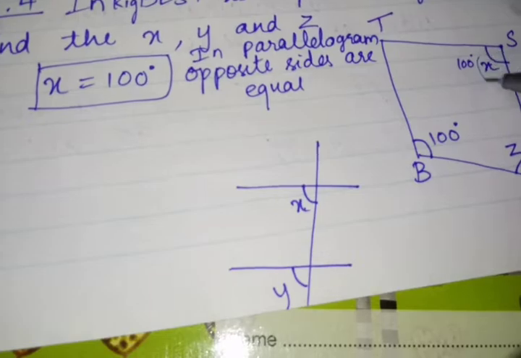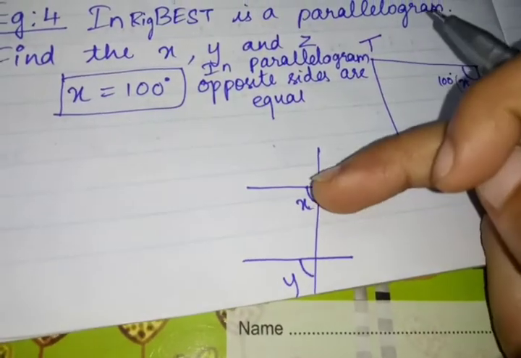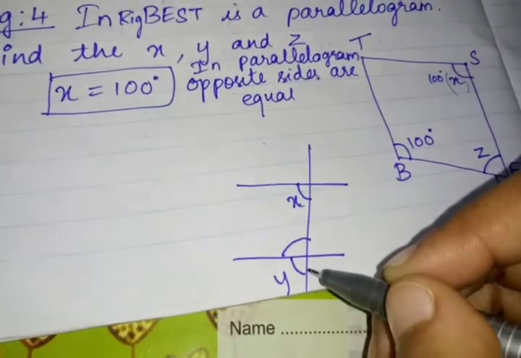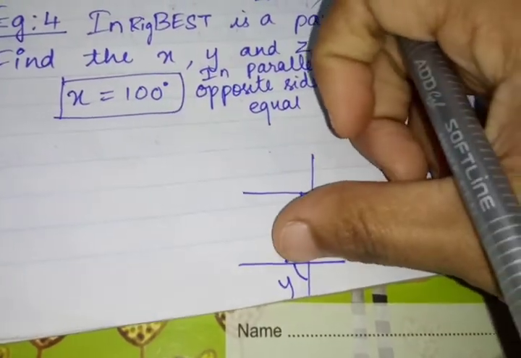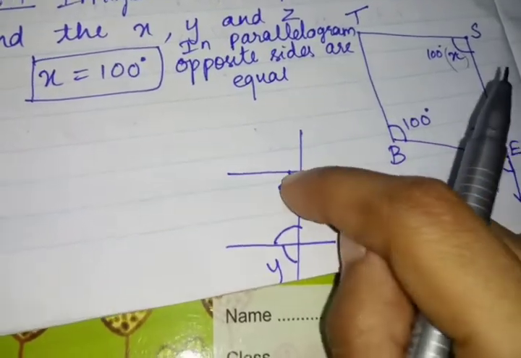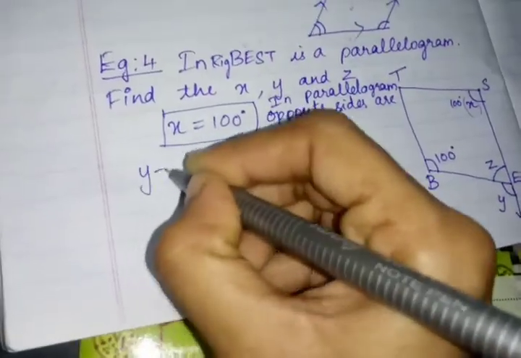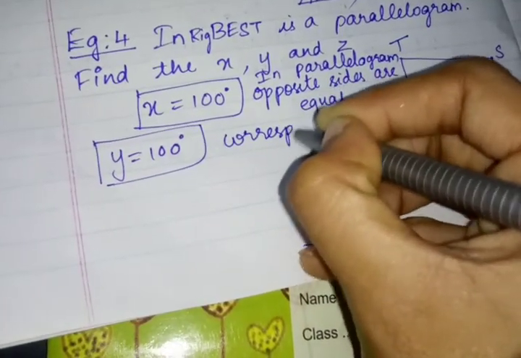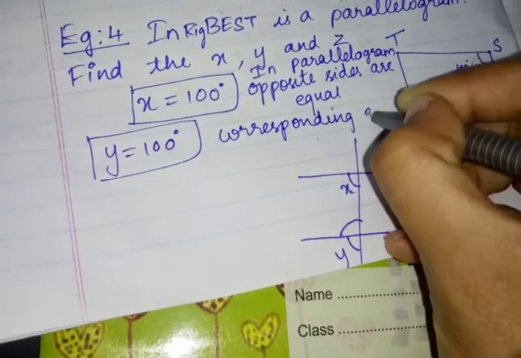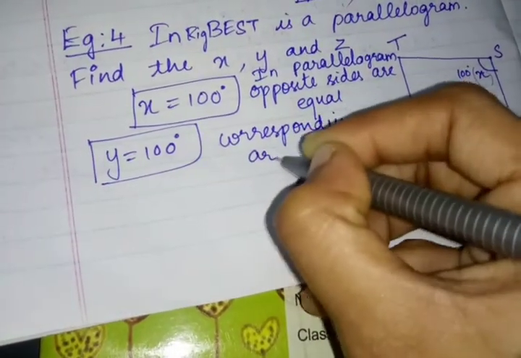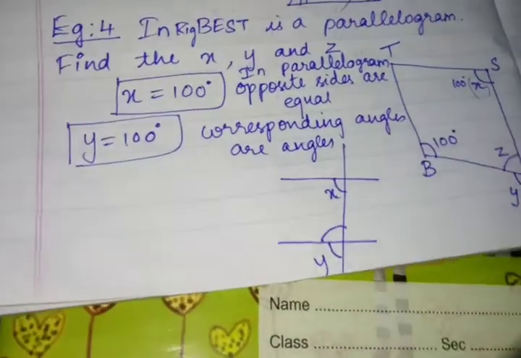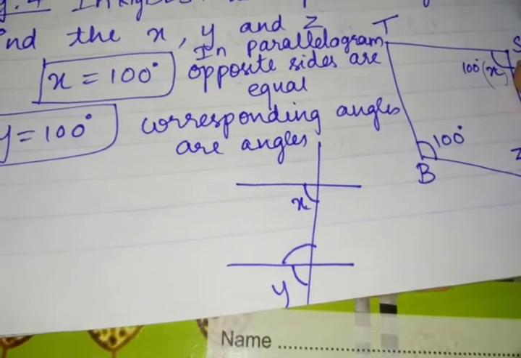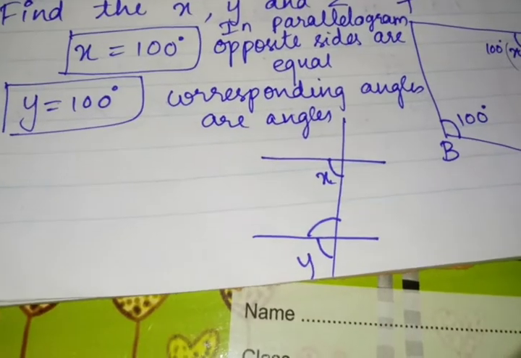Okay, so x is corresponding. Corresponding means what? One angle, after that you should leave another one angle and you should take another one angle. So corresponding angles are equal. So y is equal to 100 because corresponding angles are equal. Is it? Do you remember this definition? So what is the value of y? 100.